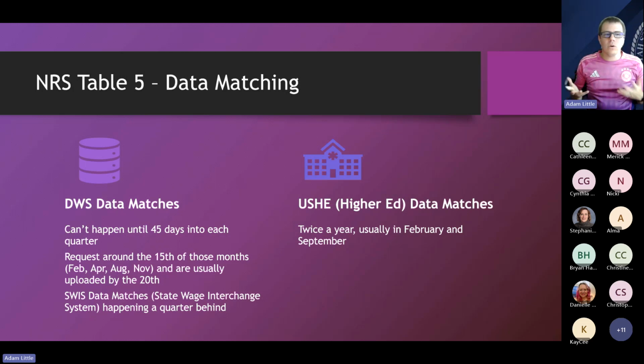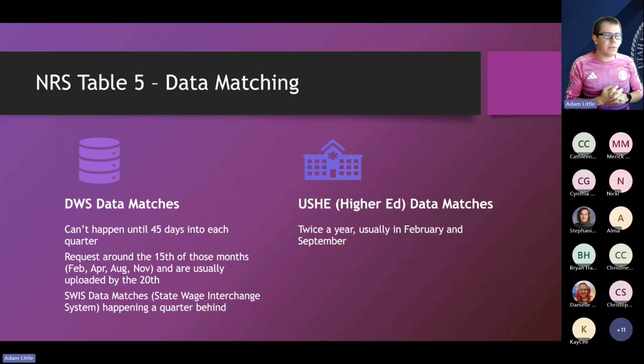And I don't get a ton of data matches back, but that does capture some students that have moved out of state. So I've seen records from Texas, California, Wyoming, Colorado, any state that participates in this SWIS interchange will be able to capture that. We don't capture very many, but we do capture some additional students that have moved out of state. But again, that's always an additional system behind. That's our DWS, so that's our wage data.